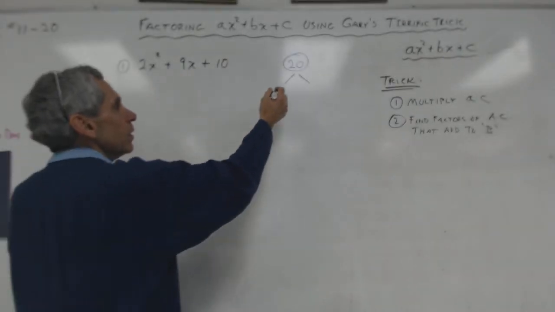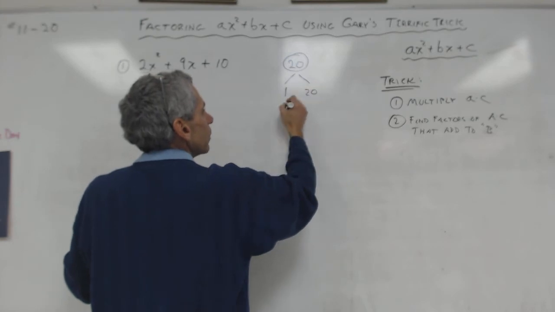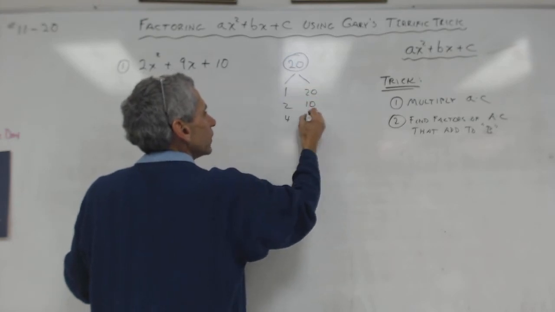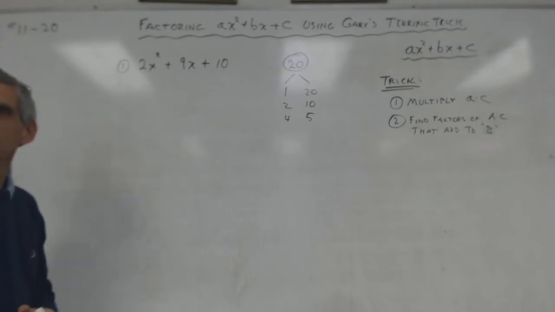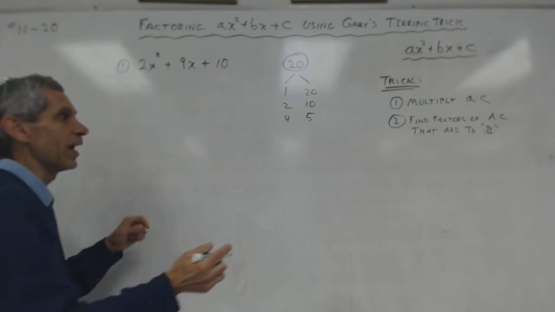It could be 1 times 20, or 2 times 10, or 4 times 5. Which one adds to 9? The last one. Bullseye.